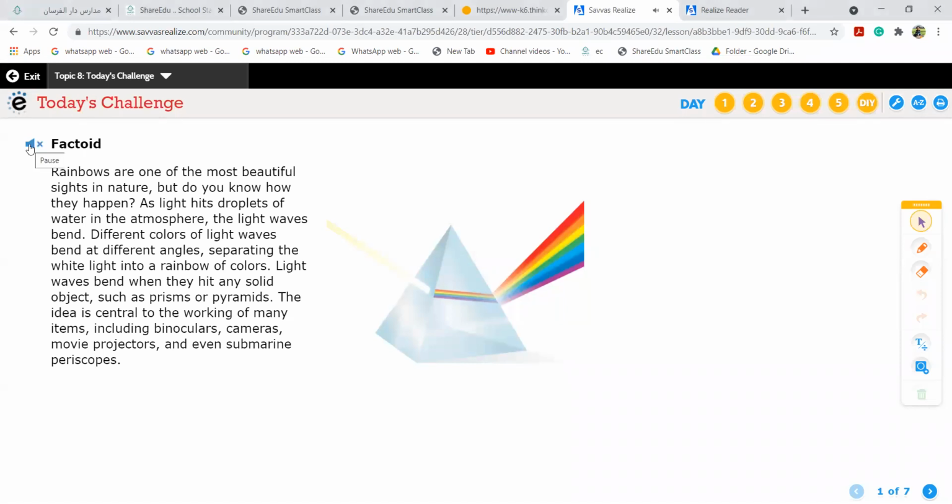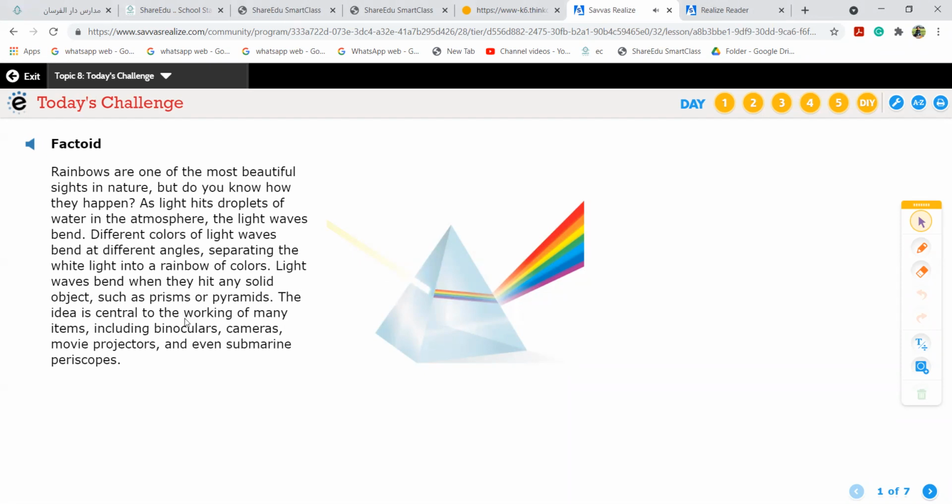Rainbows are one of the most beautiful sights in nature, but do you know how they happen? As light hits droplets of water in the atmosphere, the light waves bend. Different colors of light waves bend at different angles, separating the white light into a rainbow of colors.